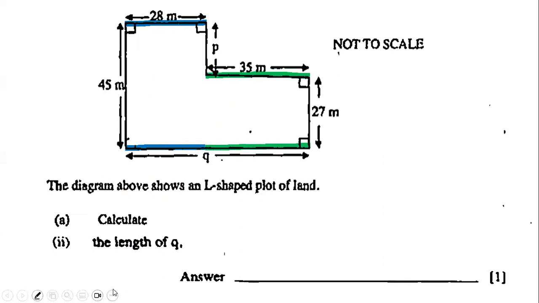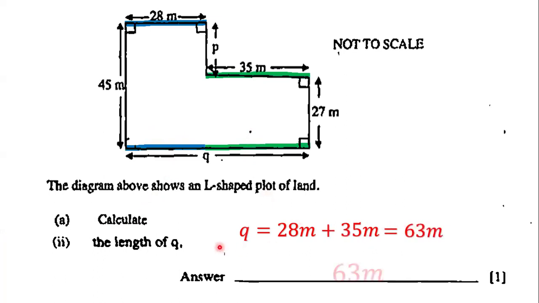And so what does that mean? That means that if we are trying to find the length of Q, we have to add 28 meters plus 35 meters. And when we add those two together, we get 63 meters. And so the length of Q is going to be 63 meters.